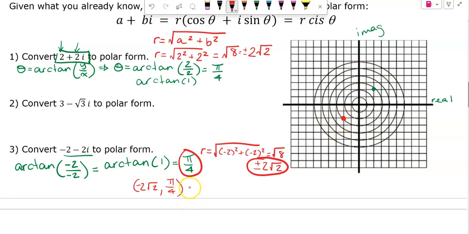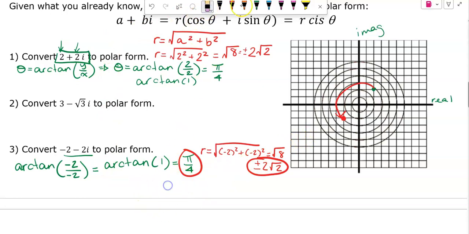I could also, instead of keeping that at negative 2 root 2, make that the original positive 2 root 2, but then I'd have to change that pi over 4 by adding pi, because that's going to bring me from here over to here. So instead this would be at 5 pi over 4. Okay, so that's what I'm going to have for those. Those would be my coordinates.